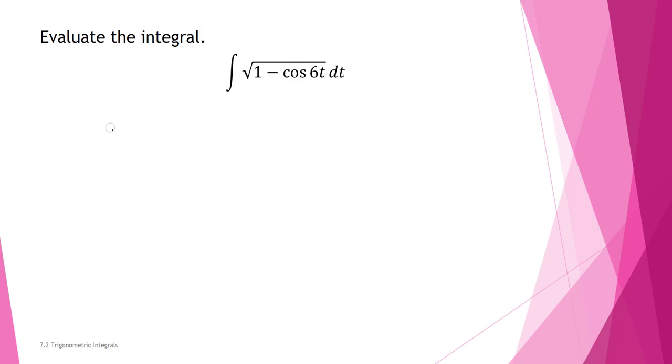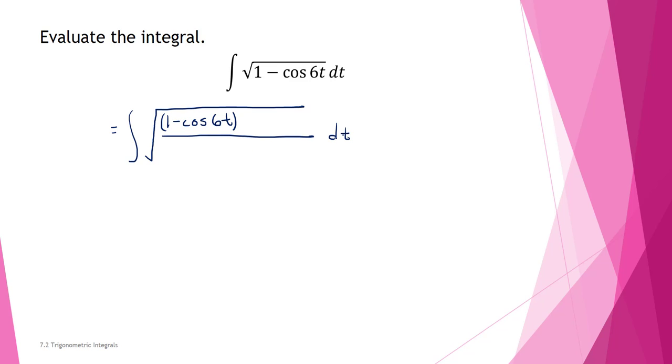So what I'm going to do is artificially make that 1 minus cosine of 6t into a fraction. And then I'm going to multiply the top and bottom of this fraction by 1 plus cosine of 6t. Okay, now this may seem counterintuitive because this looks worse than what we started with, right? And if you're thinking that, you are not wrong.